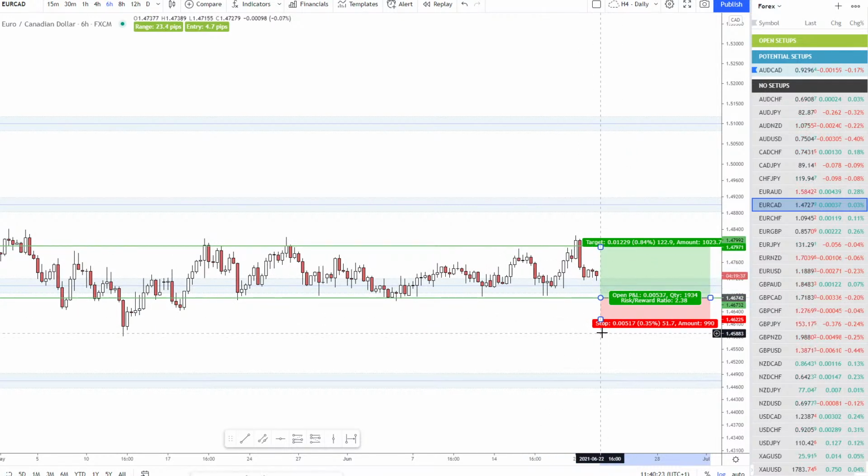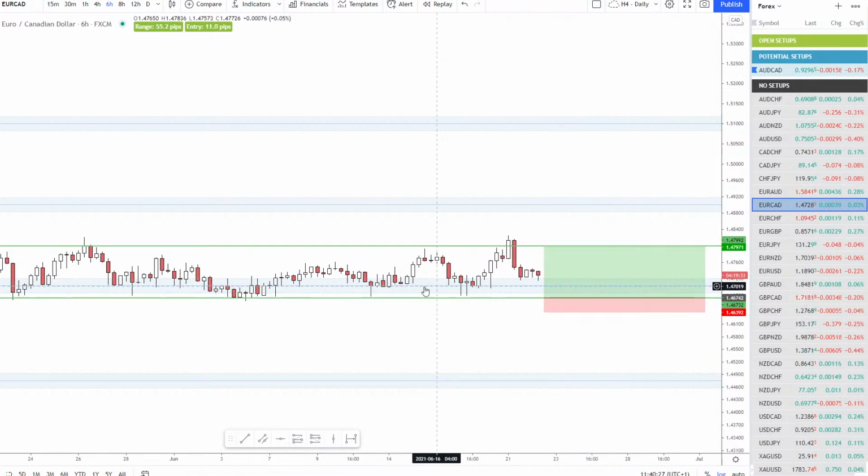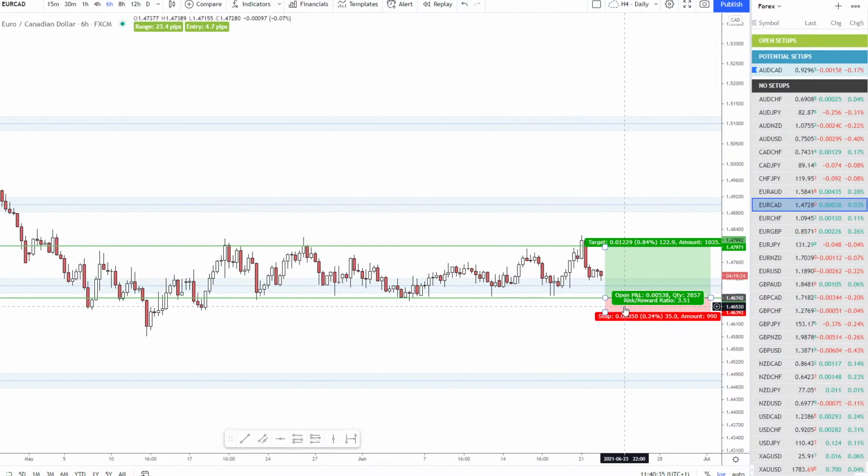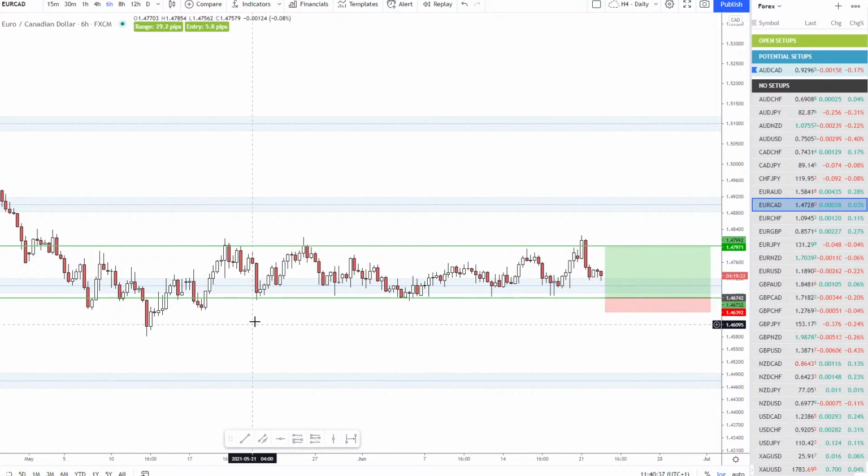That's a good enough risk to reward ratio. I'd put my entry at around about the 1.4673. And if it approaches that, I'll get triggered in. Why is the stop loss down here? I just want to have the stop loss below some recent lows. So this is a recent low that poked through the support area.